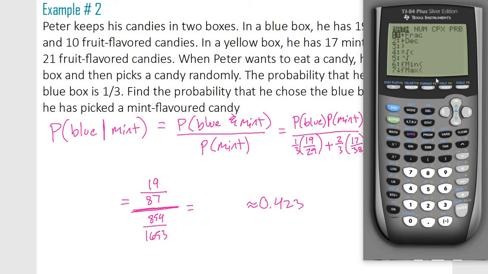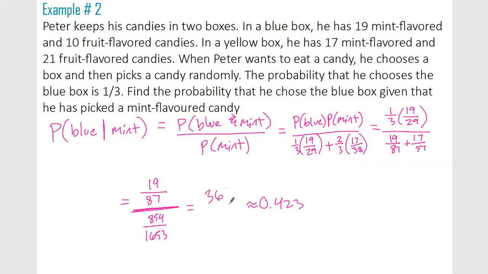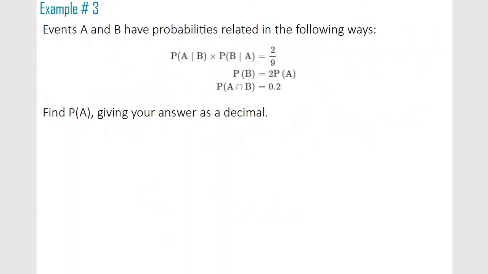Now to make sure that's right, we can go to math and select number 2 and have it convert to a decimal, and it's 0.4423, which is what Cognito had. So 361 over 854. So you can use your calculator to simplify for you in case you forget those with fractions. Use that. All right, let's do another example.